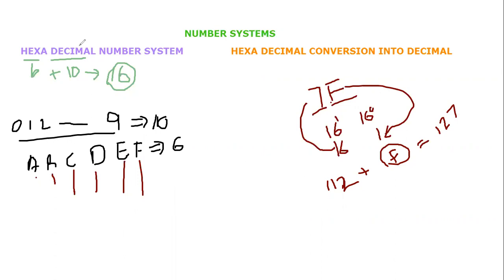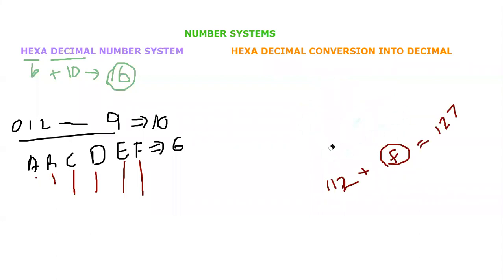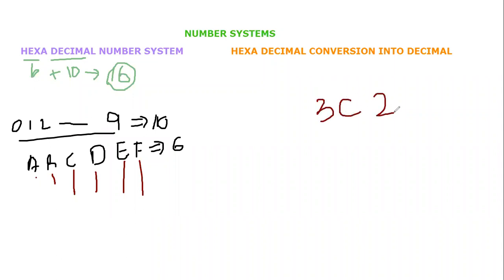Let's take another example so that you can convert it. Let's say we are talking about 3C2. Can it be a possible combination of hexadecimal? Yes, because these are valid numbers. 2 is available in this symbol set, C is also available in this symbol set, and 3 is also available in this symbol set.